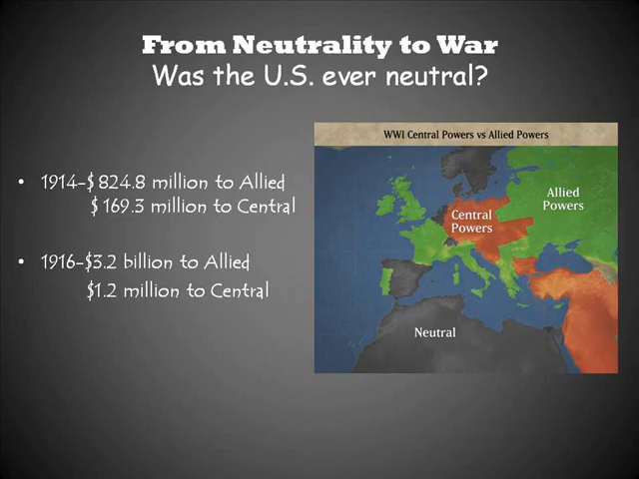But then the difference really comes when you look a couple years later. Oh, wow. When the U.S. is trading about $3.2 billion worth of goods in loans to the Allied powers versus only $1.2 million with the Central powers. So while it skyrockets with the Allied, they actually decrease in the amount that they are trading or loaning to the Central powers. Just make sure you notice the difference: it's $3.2 billion, where the amount to the Central powers is $1.2 million.